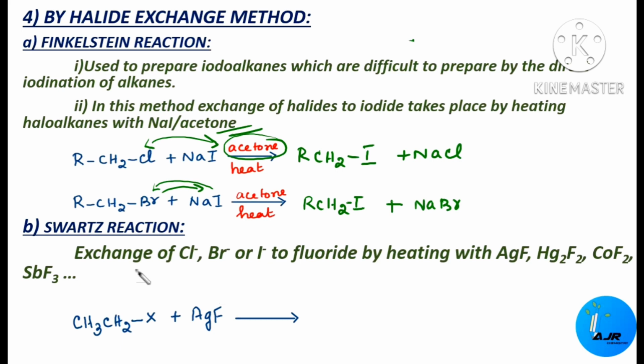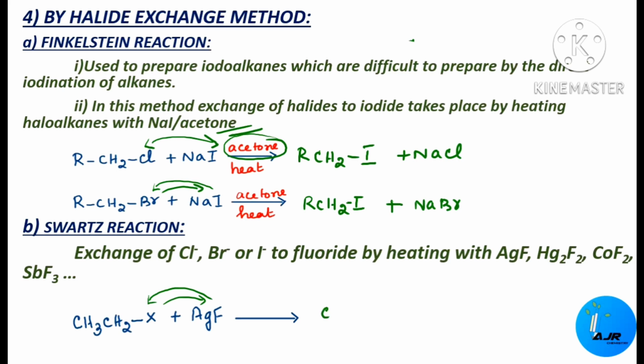Actually, here also the same thing happens. Exchange of chlorine, bromine or iodine to fluoride by heating with AgF or H2F2 or COF2 or SbF3. So either by treating with AgF or H2F2 or COF2 or SbF3, it is possible to exchange the halogen. This X represents nothing but chlorine or bromine or iodine. So when it is treated with silver fluoride, just the exchange of the halogen takes place.